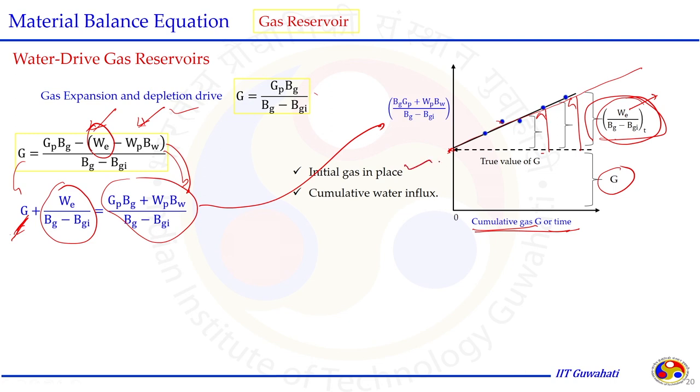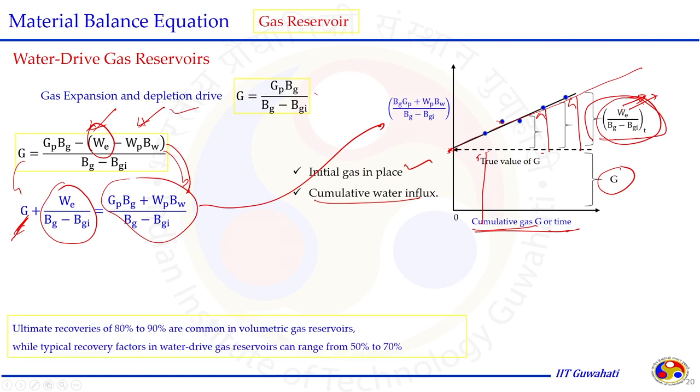So this will give us the initial gas in place, that is here, and the cumulative water influx with this parameter. So the ultimate recovery of 80% to 90% are common in the volumetric gas reservoir, while the value typically decreases in the gas reservoir when it is supported by the water drive.